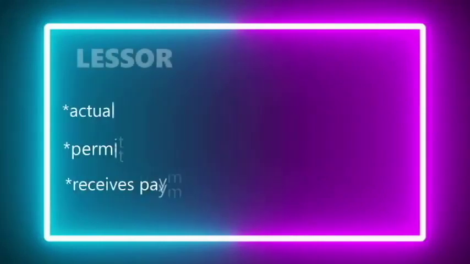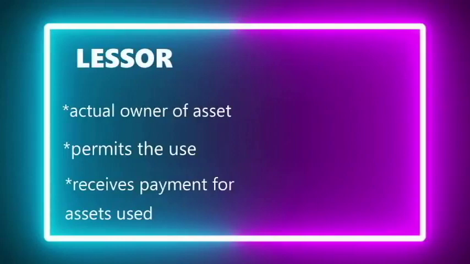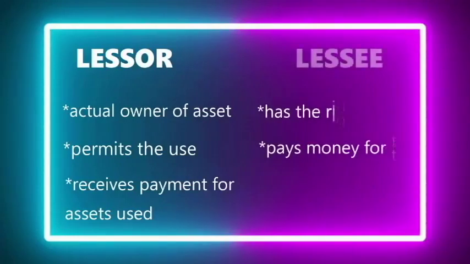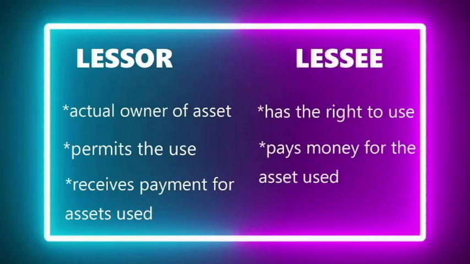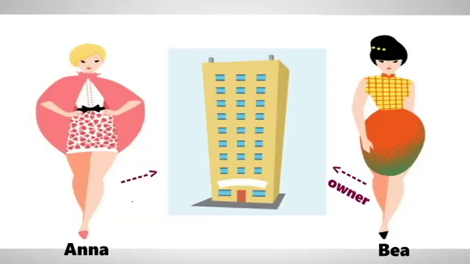Lessor is defined as the actual owner of the asset. He or she also permits the use of the asset. Lastly, he or she receives money from the lessee for the asset used. Meanwhile, lessee is the one that has the right to use the asset. He or she also pays money for the asset used. For example, Anna leases a building from Bea. So, who do you think is the lessee and the lessor here? Bea is the lessor because she is the owner of the building, while Anna is the lessee because she has the right to use the asset.